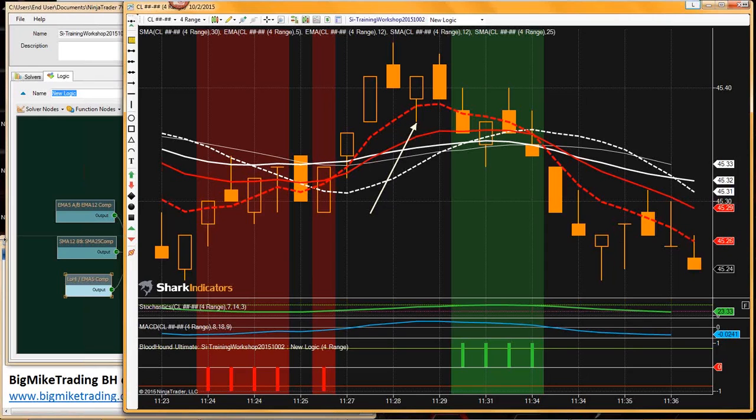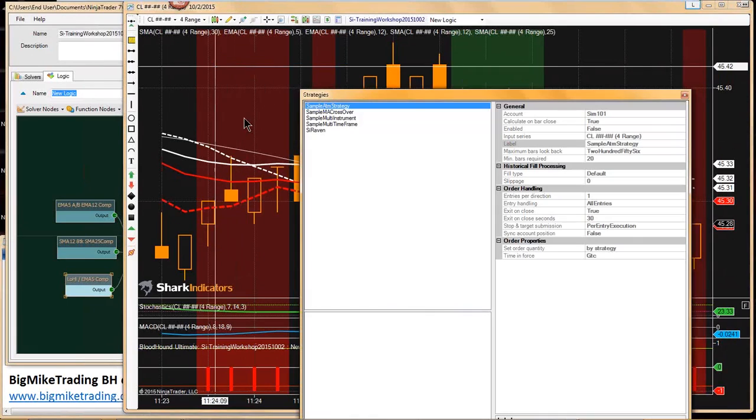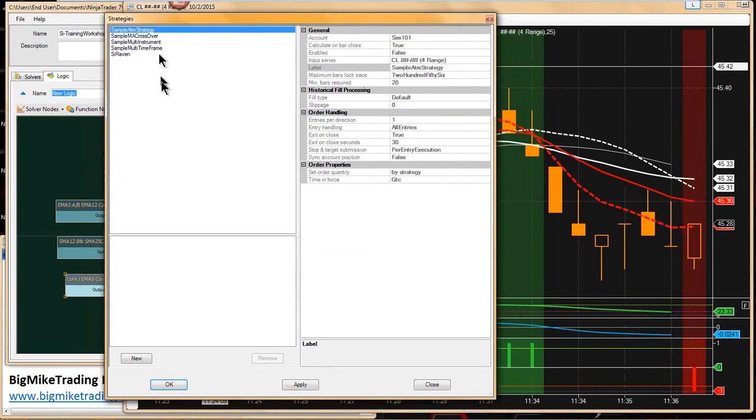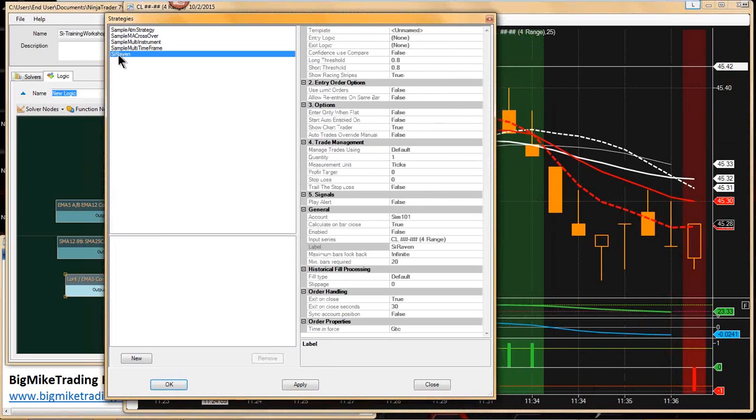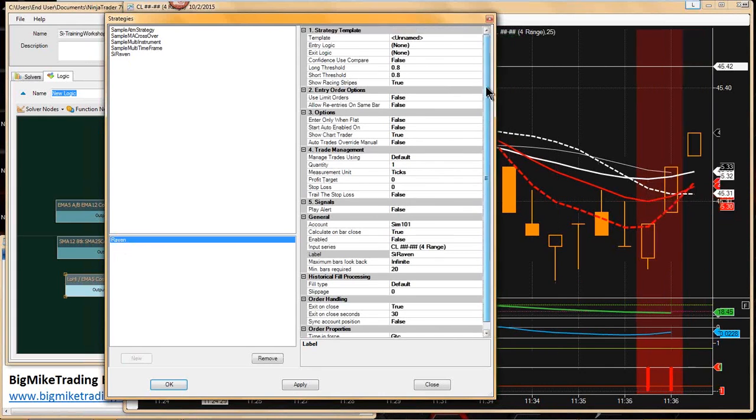David's asking, when using Raven, do you have to change anything? Yes, Raven will have to run with calculate on bar close false as well, right? Remember, the way this all works is Raven actually calls up BloodHound. When you're loading this template, you're loading it into BloodHound, so Raven is calling up BloodHound to calculate the signals.